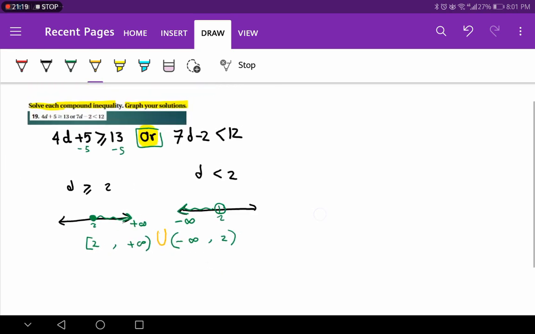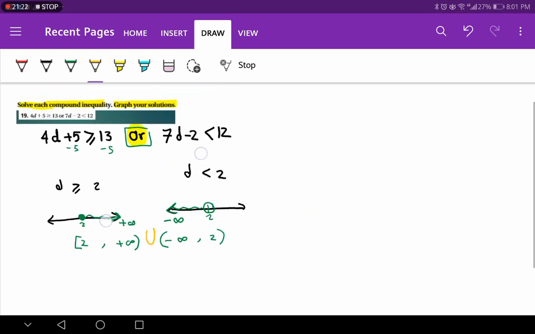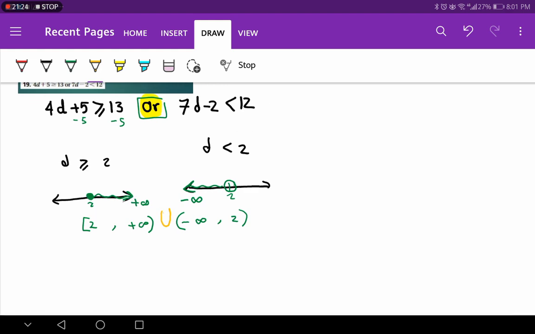Okay. Now, let us move to the next question. If you ask me about this sign, it is coming from here. Yes, my students know that.